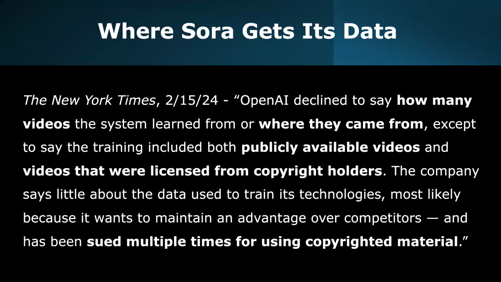A February 15th, 2024 article from the New York Times expressed how OpenAI was just as secretive about the training data for Sora as it was for the training data for ChatGPT and DALL-E. The article states that, quote, "OpenAI declined to say how many videos the system learned from or where they came from, except to say the training included both publicly available videos and videos that were licensed from copyright holders. The company says little about the data used to train its technologies, most likely because it wants to maintain an advantage over competitors, and has been sued multiple times for using copyrighted material," end quote.